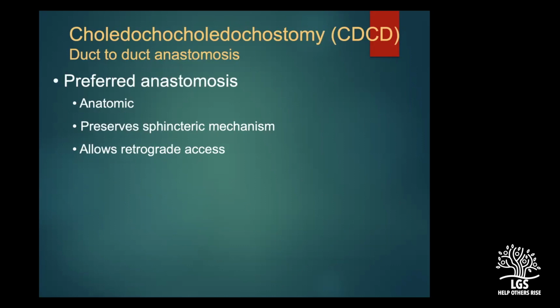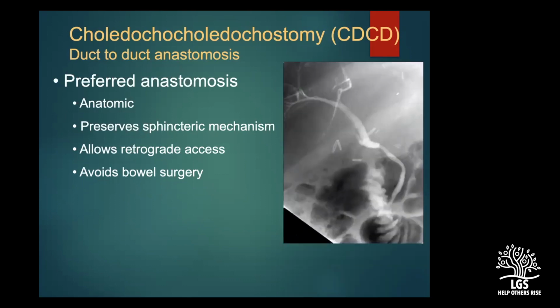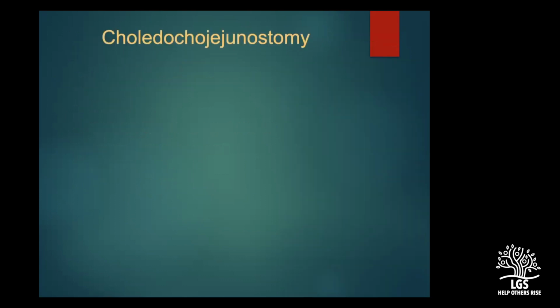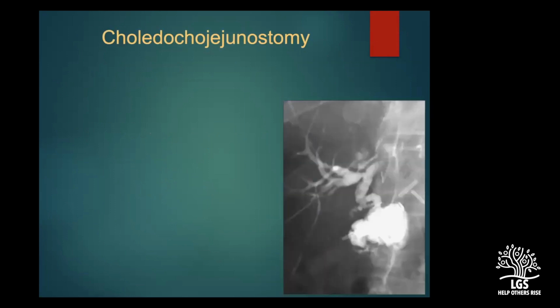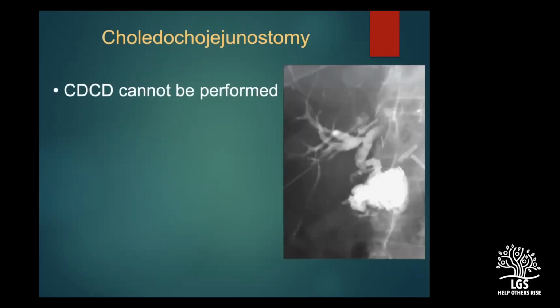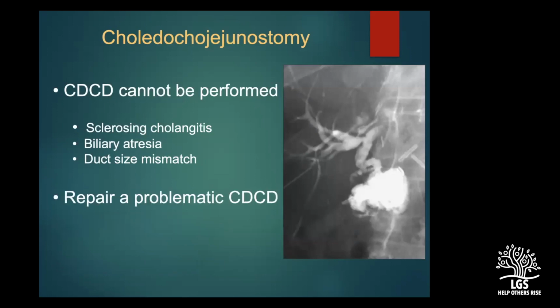So we always have a backup plan. Even if the patient is referred to us for PTBD and we cannot do it, we know that there is ERCP, another technique available to treat this kind of problem. So that's the duct-to-duct anastomosis, and the other anastomosis is the jejunal choledochojejunostomy. We need to get ourselves involved here, as probably there is no role of an endoscopist. As we all know, this is done in sclerosing cholangitis, biliary atresia, duct size mismatch, or to repair a problematic duct-to-duct anastomosis.